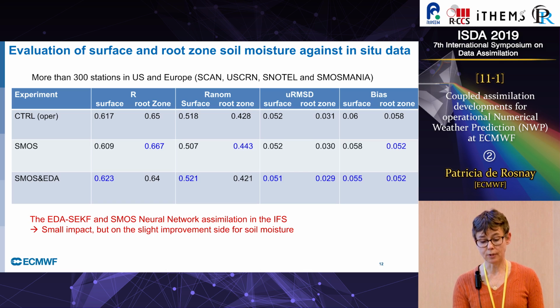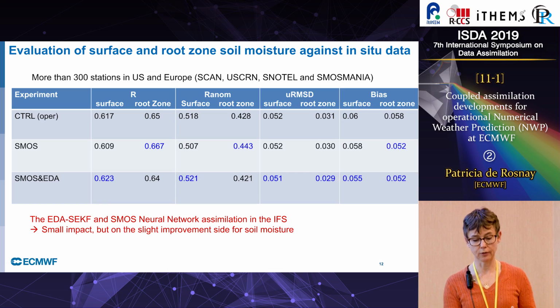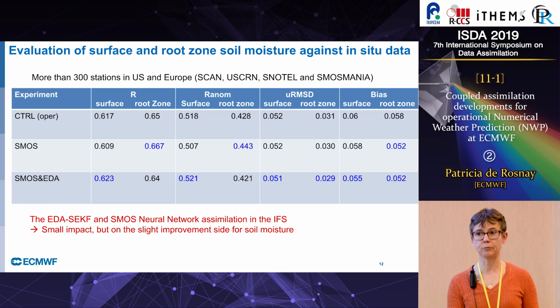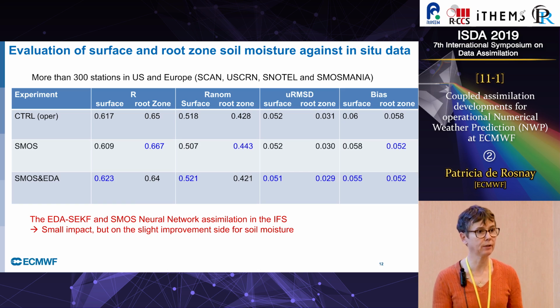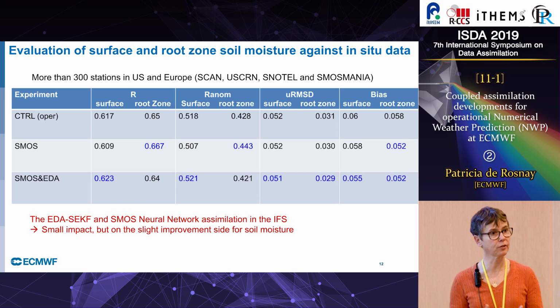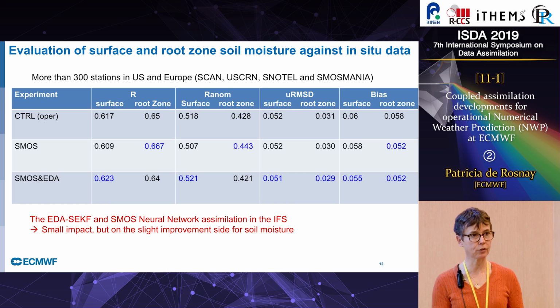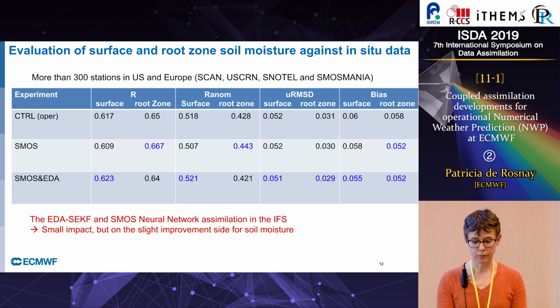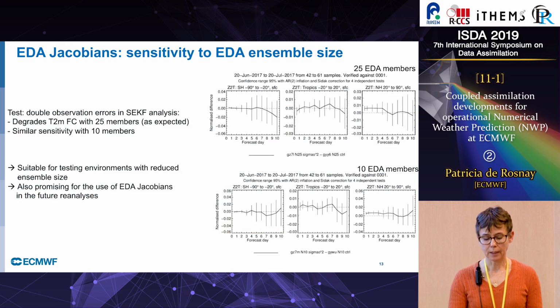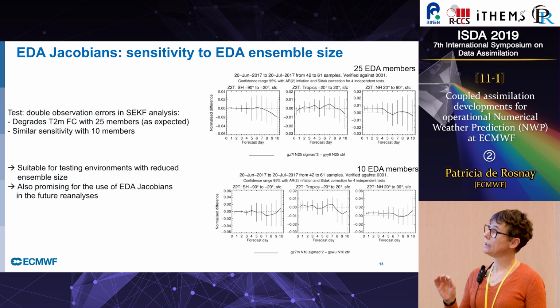And the blue highlights the best score for each column. And it's always the SMOS and the SMOS plus EDA which is performing the best. It's not really significant, but it's consistent that we perform better when we're using the EDA Jacobians and SMOS. So another point, I will go very quickly on this one because I still need to talk about the ocean part.